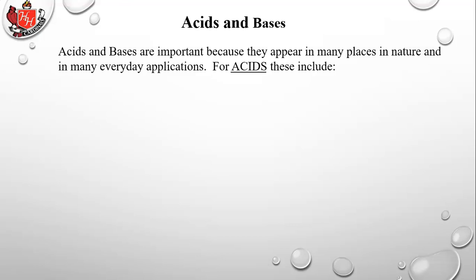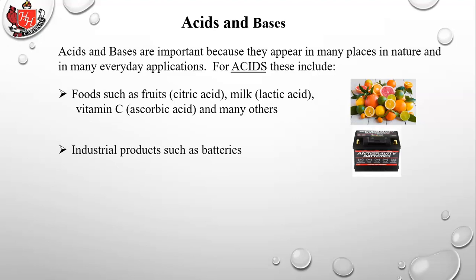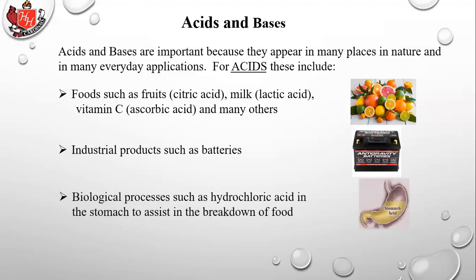For acids, these include foods such as fruits, which contain citric acid, milk contains lactic acid, vitamin C, ascorbic acid, and many others. Industrial products such as batteries, which contain sulfuric acid. Biological processes such as hydrochloric acid in the stomach to assist in the breakdown of food. Acids have a sour taste, so if you think of lemons, that's basically the characteristics of acids.